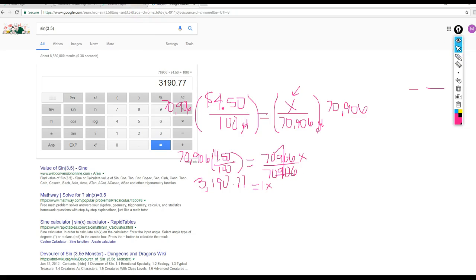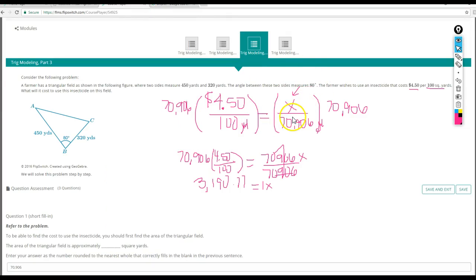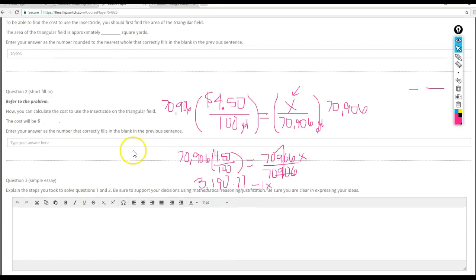Now I've got to think back to myself. Alright, in my proportion, the x was representing the amount of money it would take to cover 70,906 square yards. So it will take $3,190.77 to cover 70,906 square yards, this area of a triangle. So then we have 3,190.77.